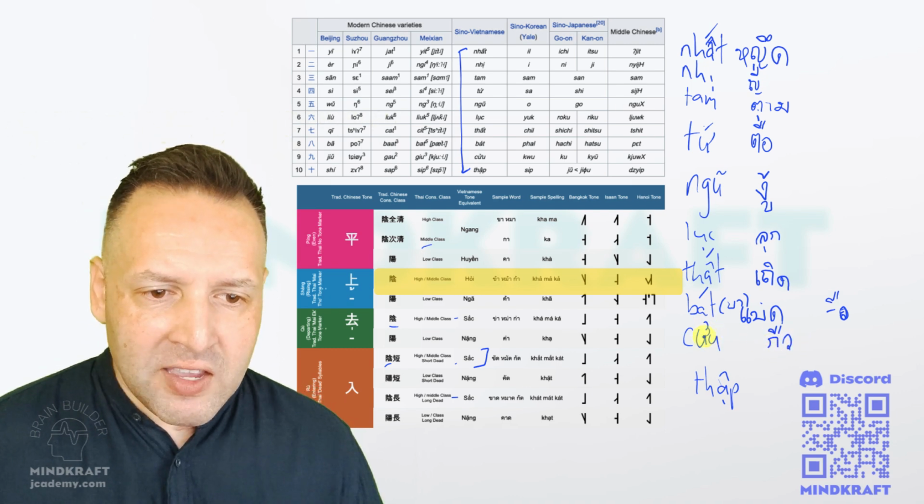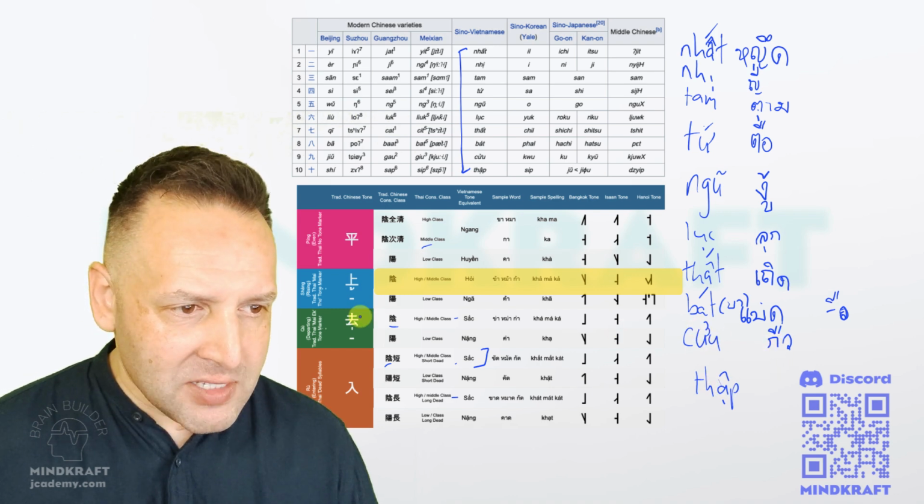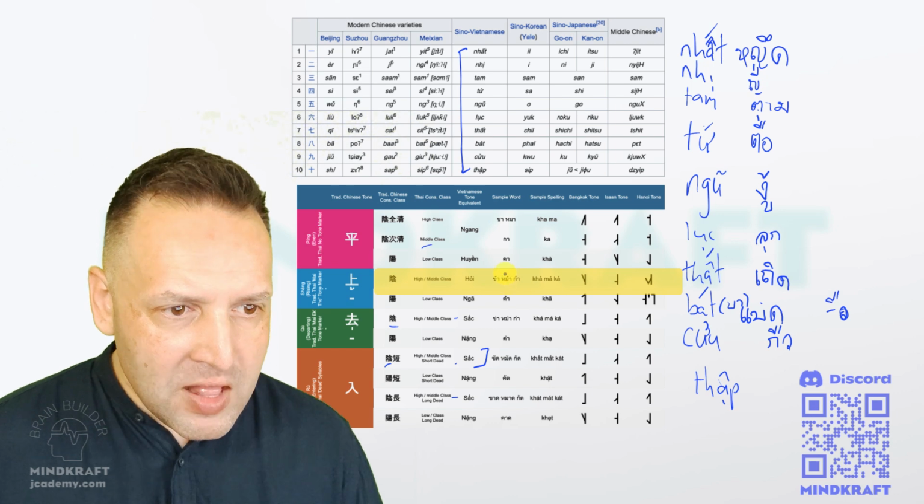Now, how do we put a hoi over gu? So that is a middle class and we need a rising. So how do we get middle class rising? That is a meitor.